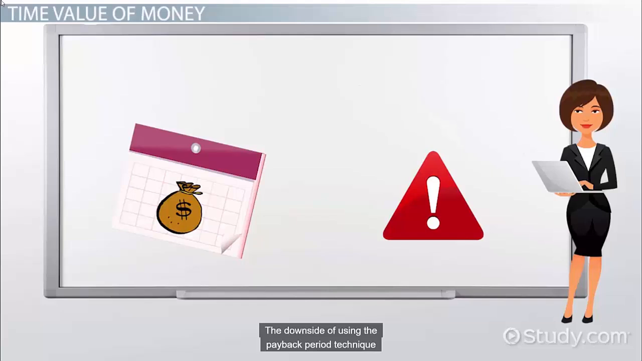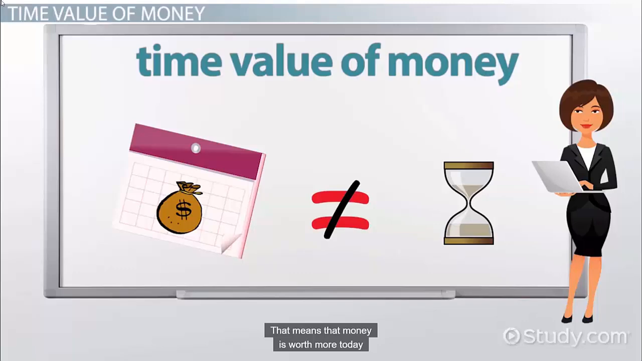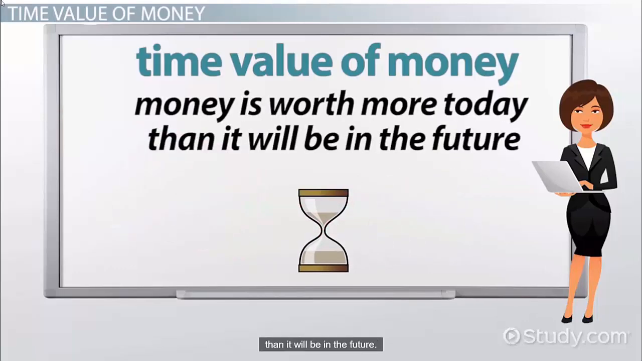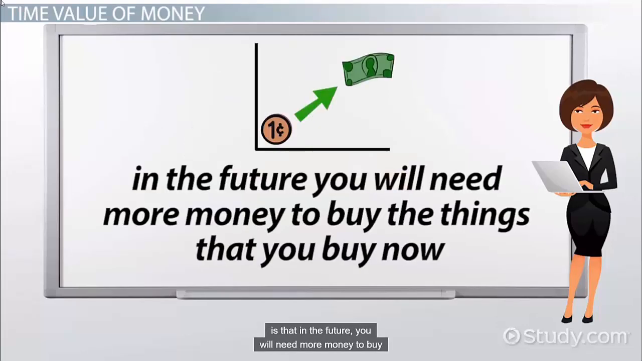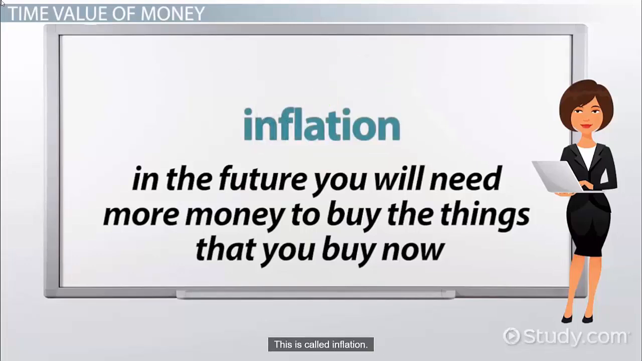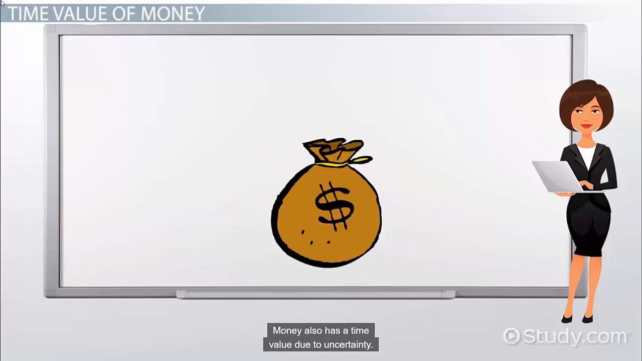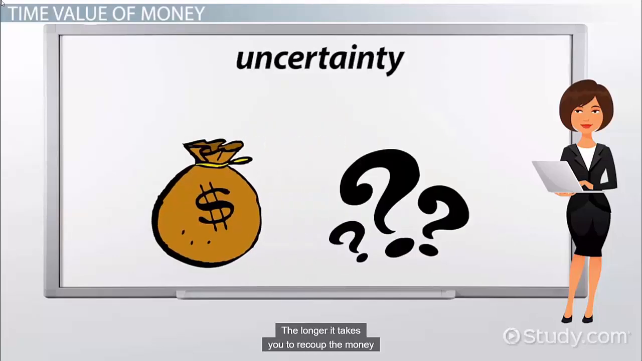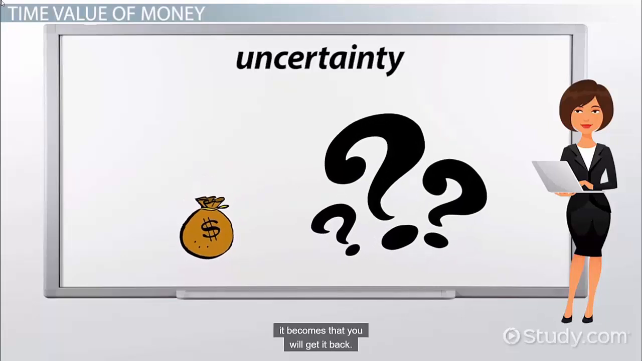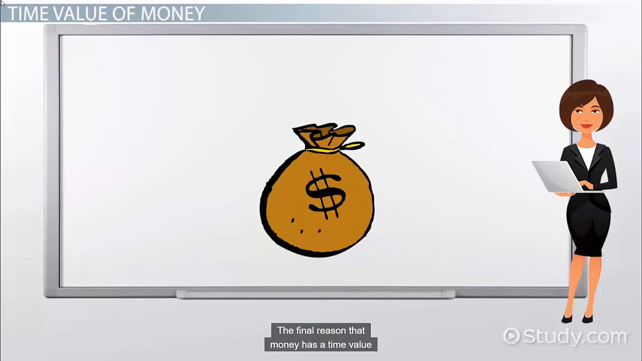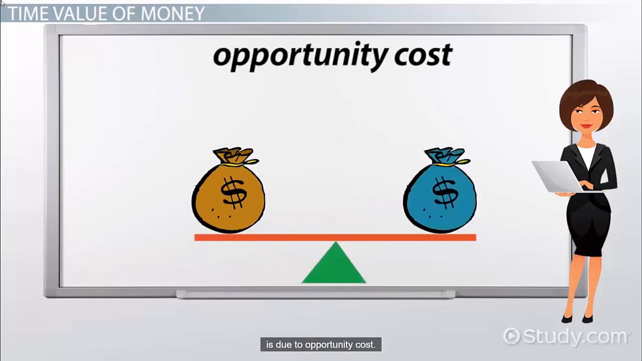The downside of using the payback period technique is that it does not account for the time value of money. That means that money is worth more today than it will be in the future. Money has a time value for 3 reasons. The first reason is that in the future you will need more money to buy the things that you buy now. This is called inflation. Money also has a time value due to uncertainty. The longer it takes you to recoup the money you have spent, the more uncertain it becomes that you will get it back. The final reason is opportunity cost.